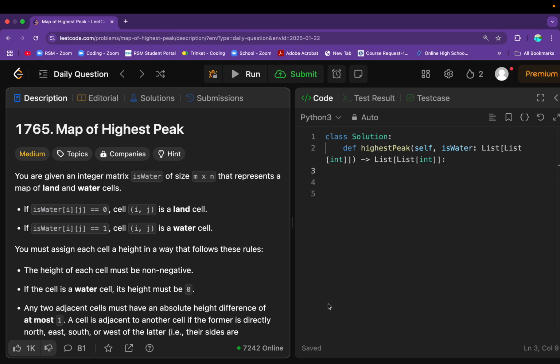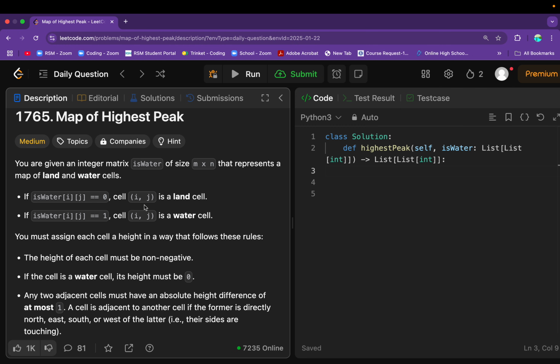So we're given an integer matrix isWater of size m by n that represents a map of land and water cells. If isWater at index ij is equal to 0, then that cell ij is a land cell. However, if the cell is equal to 1, we know that that specific cell ij is a water cell. And we must assign each cell a height in a way that follows these rules.